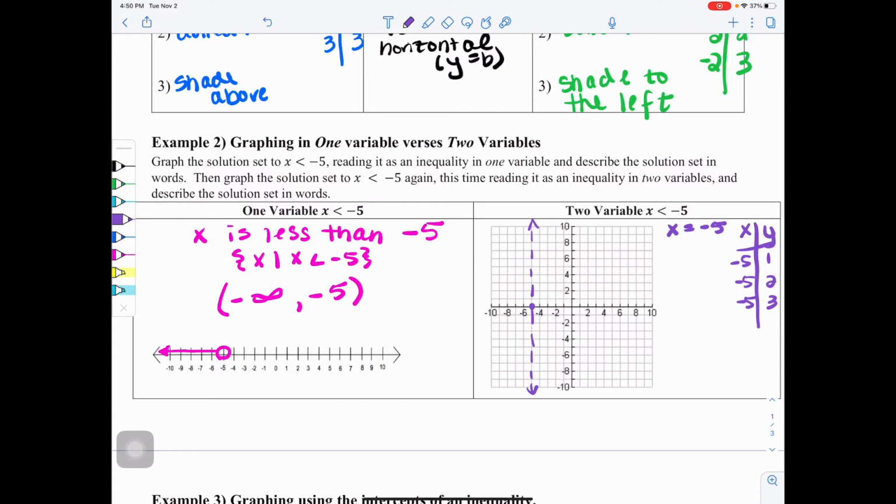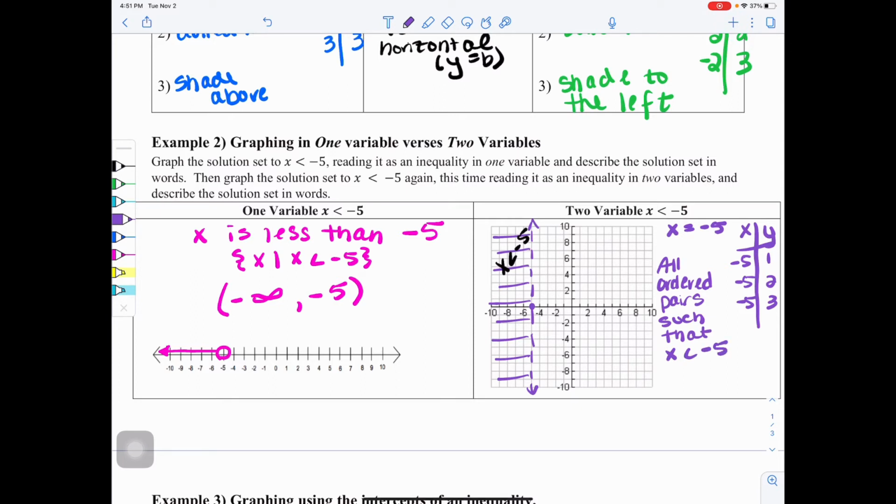Then I'm going to look and see, okay, I want the numbers that are less than -5. So that means I need to shade to the left of the line. Then I label it with x is less than -5. Now, if I were going to describe that in words, I would say it's all ordered pairs, which is clearly different than in one variable, right? Because now you have an x and a y, such that x is less than -5.